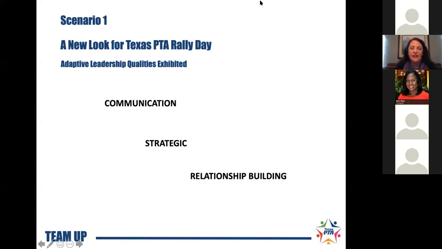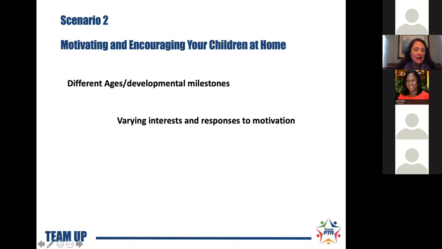I think that's a fantastic example of how, when you apply these adaptive leadership qualities, you can really transform the outcome of a PTA project or scenario. What I wanted to share a little bit about was how I think it's also a very helpful framework that makes a lot of good sense in our daily lives. So if you'd move to the next slide, Sheri.